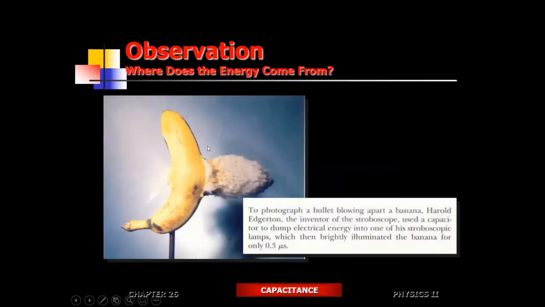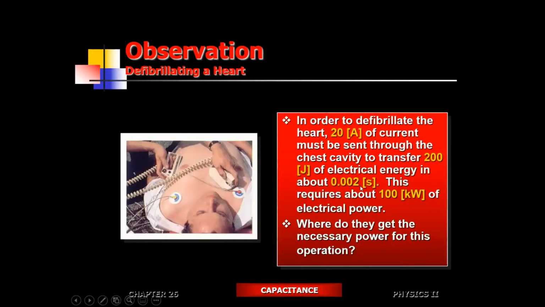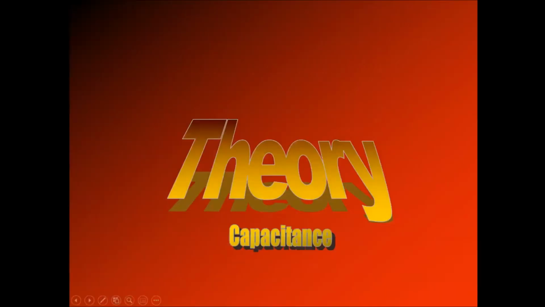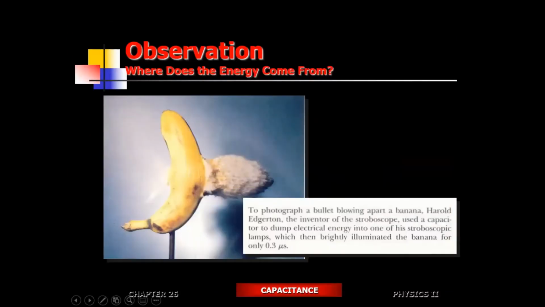And once again, you've got flash photography. You can control the discharge time. It's 2,000th of a second here, and this is 0.3 microsecond, millionth of a second. All right. So obviously, there's a couple of things involved regarding capacitors.